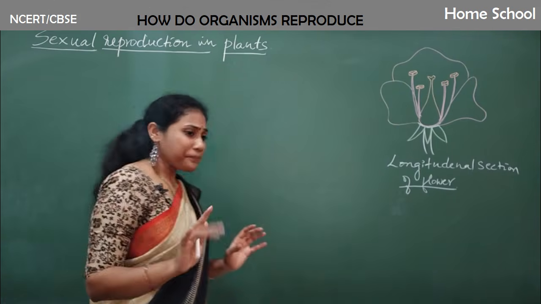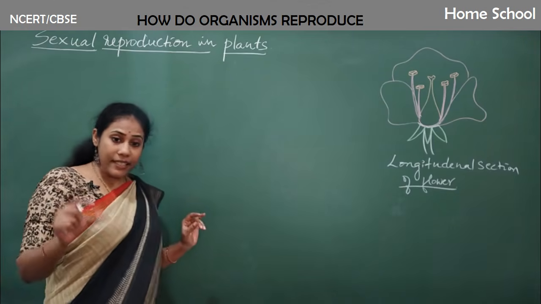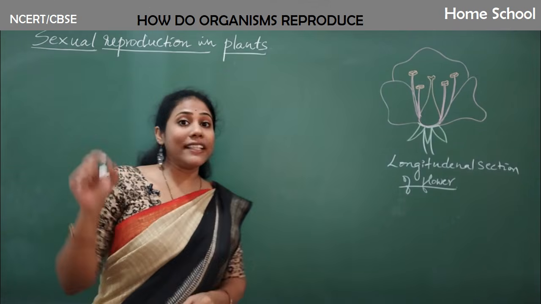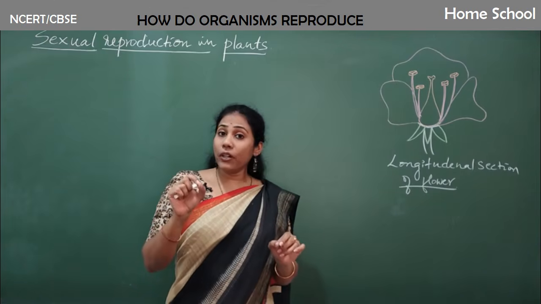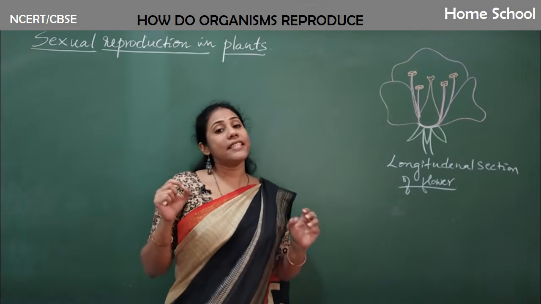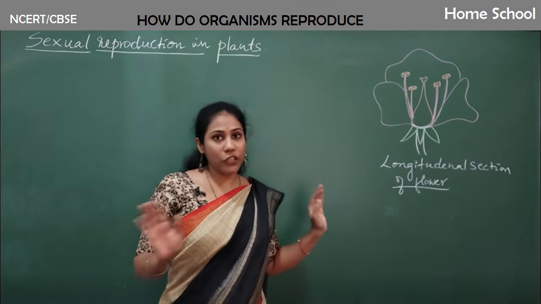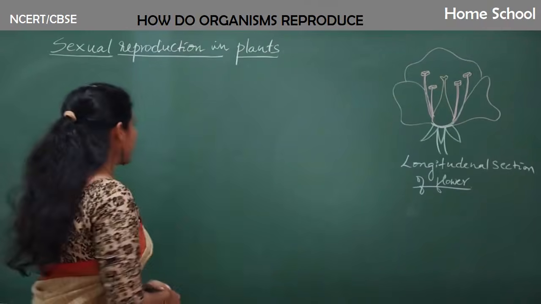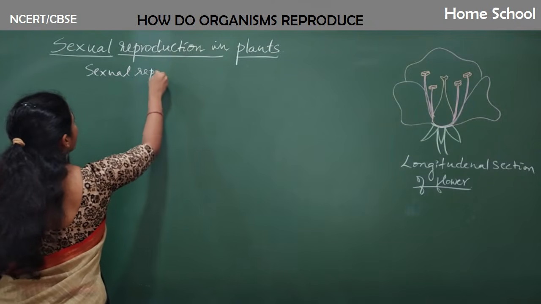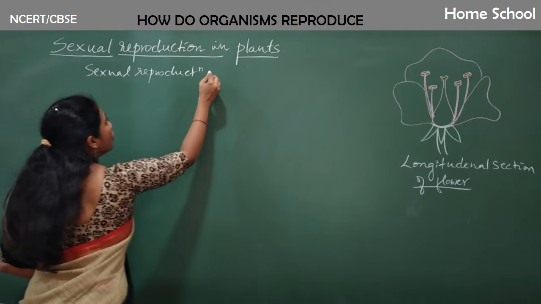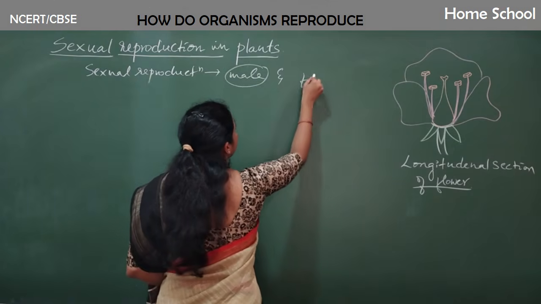Okay, so before we go for the sexual reproduction in plants, let us try to recall or try to analyze a few basics that you must know. The few words whose meaning is compulsorily required to understand, isn't it? So those terms, let us try to recall and revise. So sexual reproduction includes a male, right, and female.